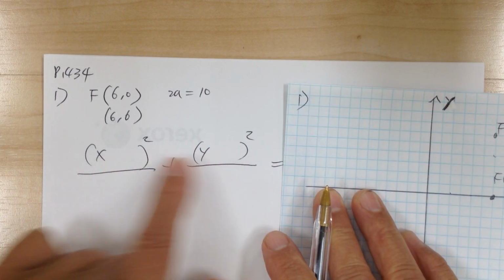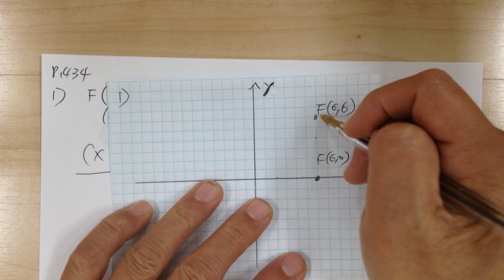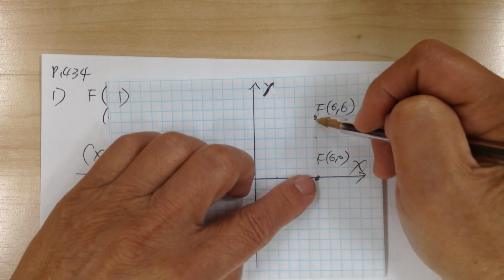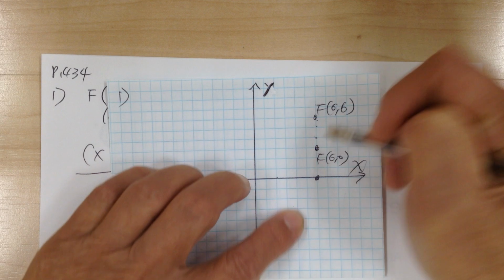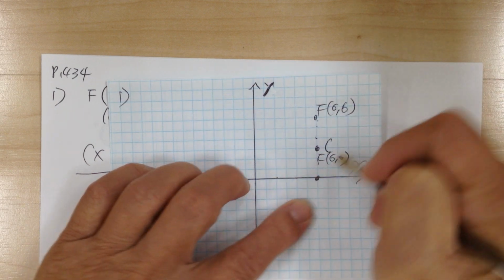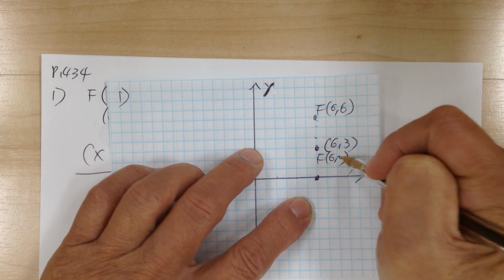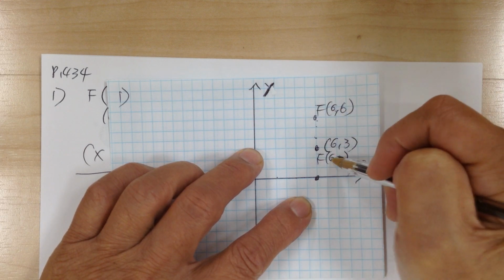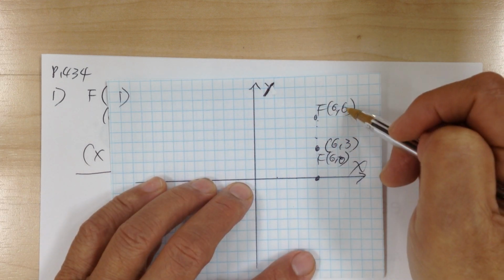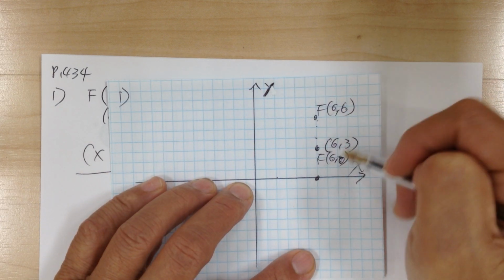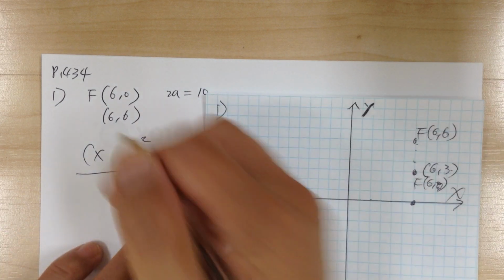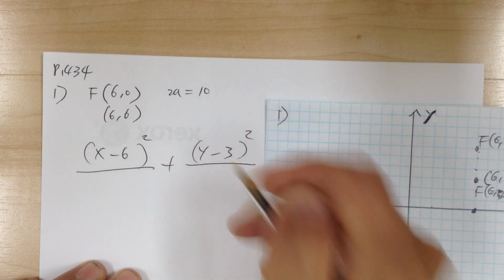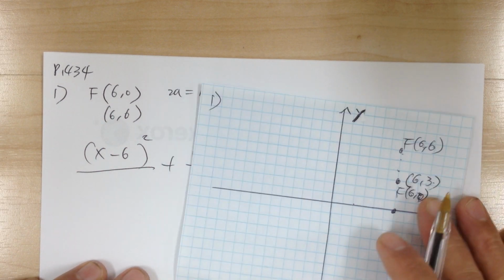So first let's go and find the center. By looking at this, you can also use your hand, just go in one at a time. The center is going to be right over here, and you can just count, it's going to be (6, 3). Or you can just average the two: 6 plus 6 divided by 2 gives you that, and 0 and 6 you add, divide by 2, you get that. So the center is (6, 3), so it will be x minus 6, y minus 3. So far so good.